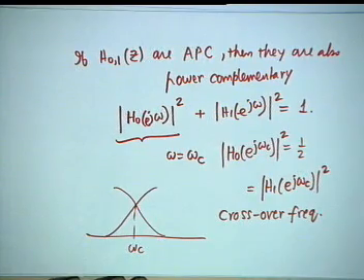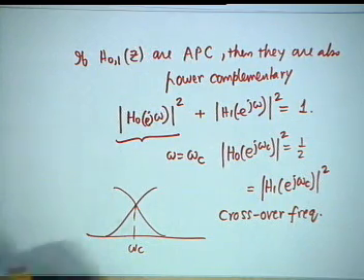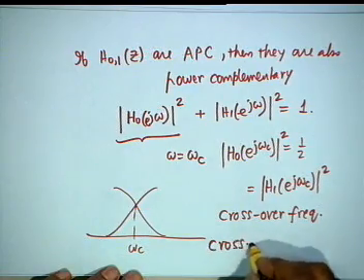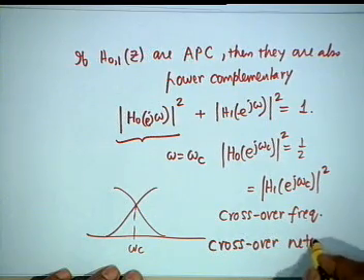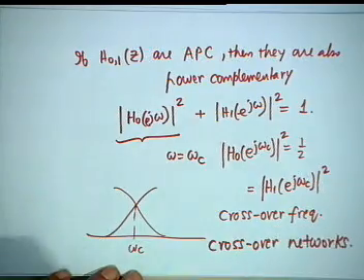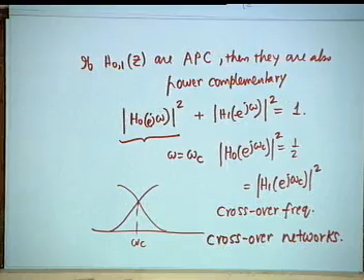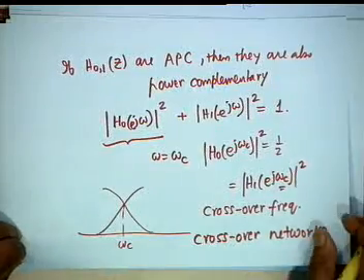And such transfer functions which are all pass complementary as well as power complementary are called crossover networks or crossover filters, and they have a very important application in digital audio. We shall come to this a little later. This definition, crossover frequency, is important. You notice that this is the 3 dB frequency.